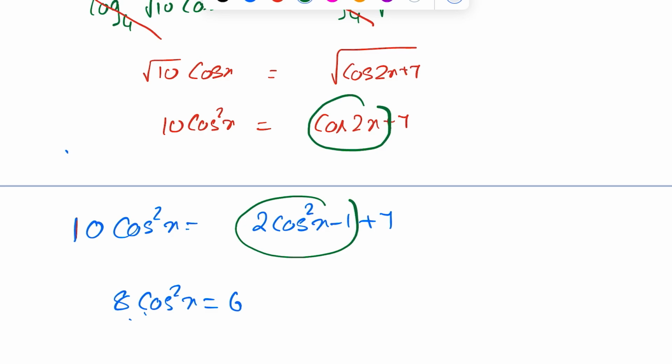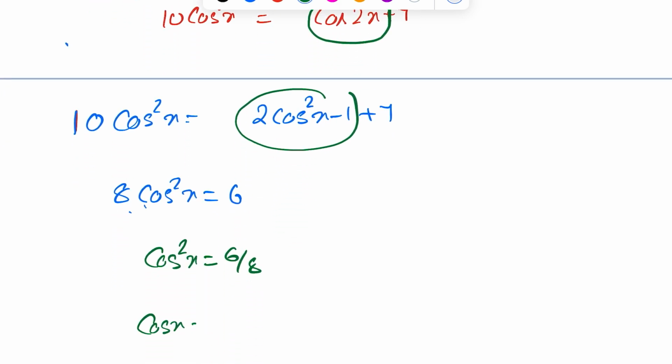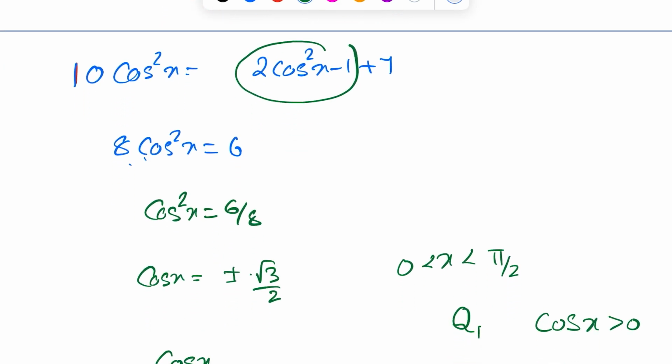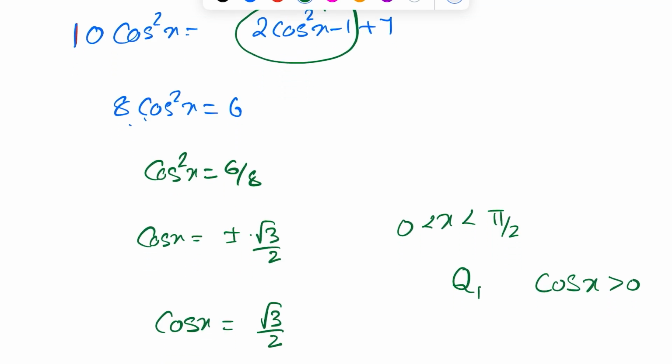So from there, I get 8 cos square x equals 6, so cos square x equals 6 upon 8. Cos x equals plus or minus square root of 3 upon 2. But he told that x lies between 0 and pi by 2, which means it is in the first quadrant. In the first quadrant, cos x is positive, so I'm going to take only the first value. Cos x equals root 3 upon 2, so x equals cos inverse of root 3 upon 2, which is pi by 6. That's going to be the answer for question number 28.